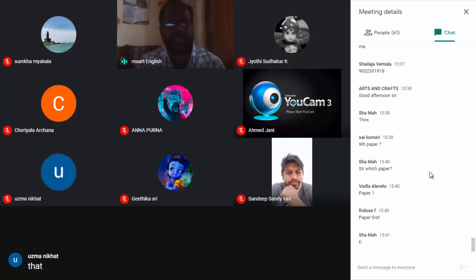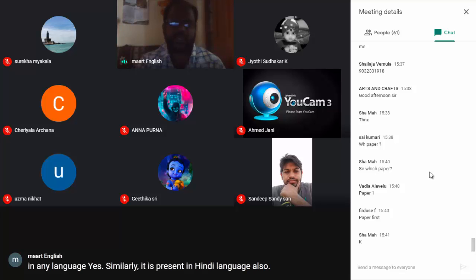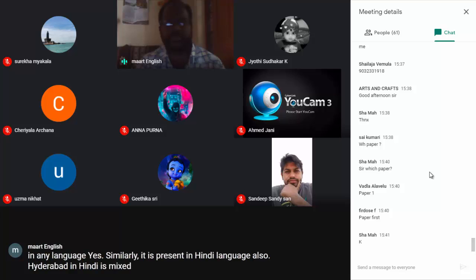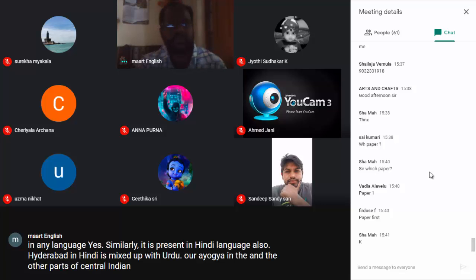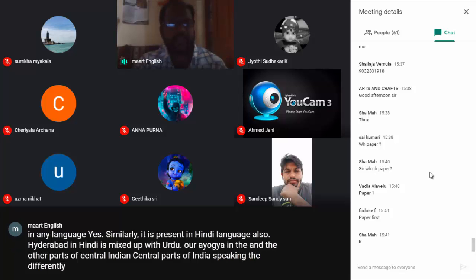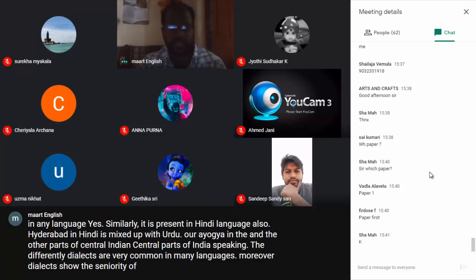See, the dialects are prominent in any language. Similarly, it is present in the Hindi language also. Hyderabad Hindi is mixed up with Urdu, and Awadh, Ayodhya Hindi, and the other central parts of India speak Hindi differently. Dialects are very common in many languages. Moreover, dialects show the seniority of the language. It's not a bane, it's a boon.